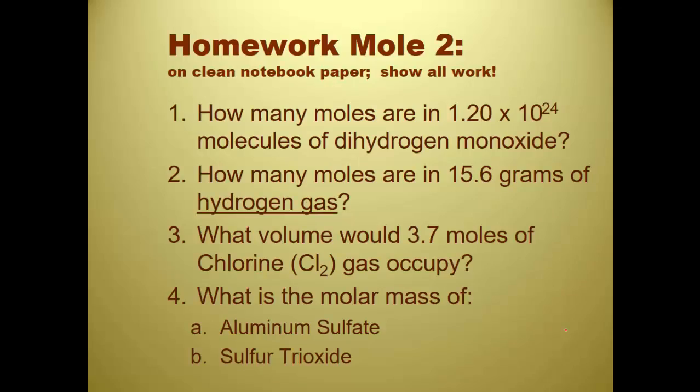So I want you guys to try this, especially if you are having problems with the Moodle quiz. I want you to figure out how many moles are in 1.20 times 10 to the 24th molecules of dihydrogen monoxide. I want you to figure out how many moles are in 15.6 grams of hydrogen gas, what volume 3.7 moles of chlorine gas would occupy, and what the molar mass of aluminum sulfate and sulfur trioxide is. I will give you tickets this time, and or allow you to earn one homework pass if you can solve all of these perfectly correctly. So good luck with that.